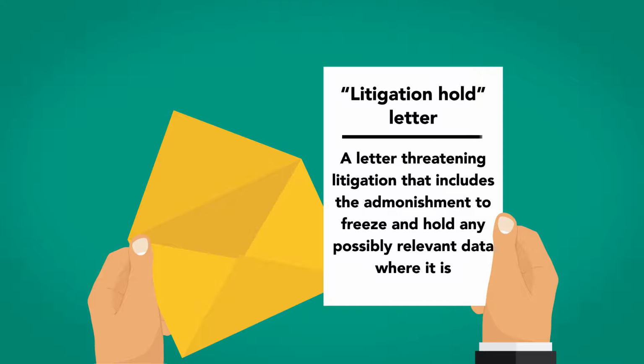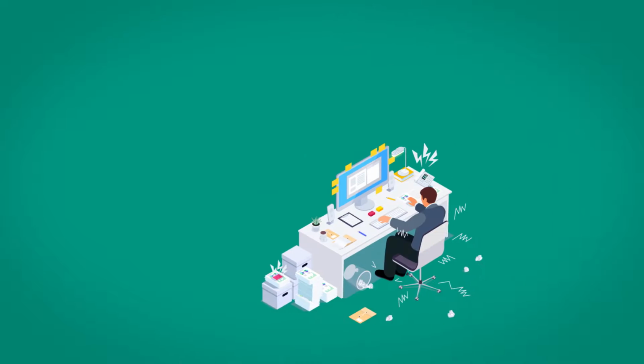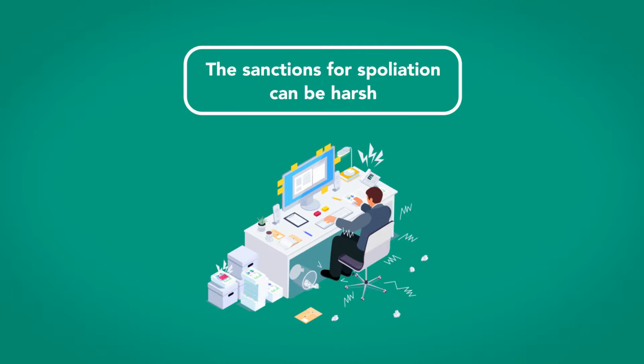Very often now, the very first step in litigation is a litigation hold letter, which is a letter threatening litigation that includes the admonishment to freeze and hold any possibly relevant data where it is. The letter establishes a date when a duty to preserve arises for potential spoliation arguments later. The sanctions for spoliation can be harsh.